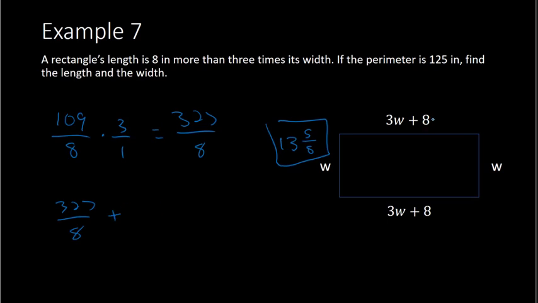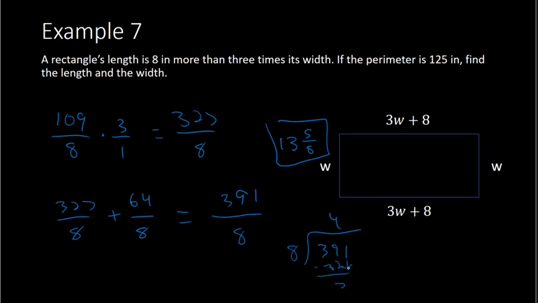So I have 327 over 8 plus 8. So 8, I can write that as 64 over 8. So we have a common denominator. So from here I can add 327 plus 64. When I do that, I get 391 divided by 8. That's going to be 4, 32, 7, bring down the 1. That's going to be 8, 64. Subtract, I get 7 as a remainder. So 48 and 7/8 would be the length.